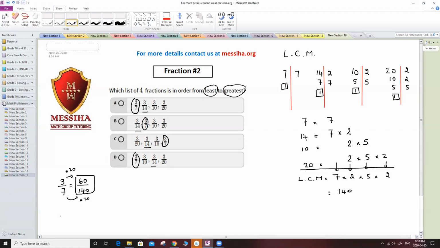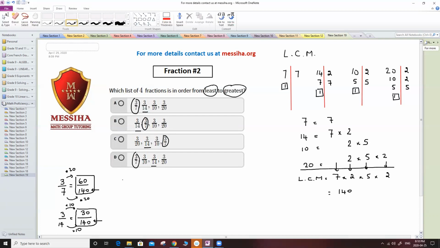The next one, 3 over 14. Again, how to transfer it to something over 140? I need to multiply by 10. So I multiply this one by 10. It's going to give me 30 over 140. And this is going to be the equivalent fraction to this fraction. You see here my goal is to have the same denominator. This is my goal from the beginning.